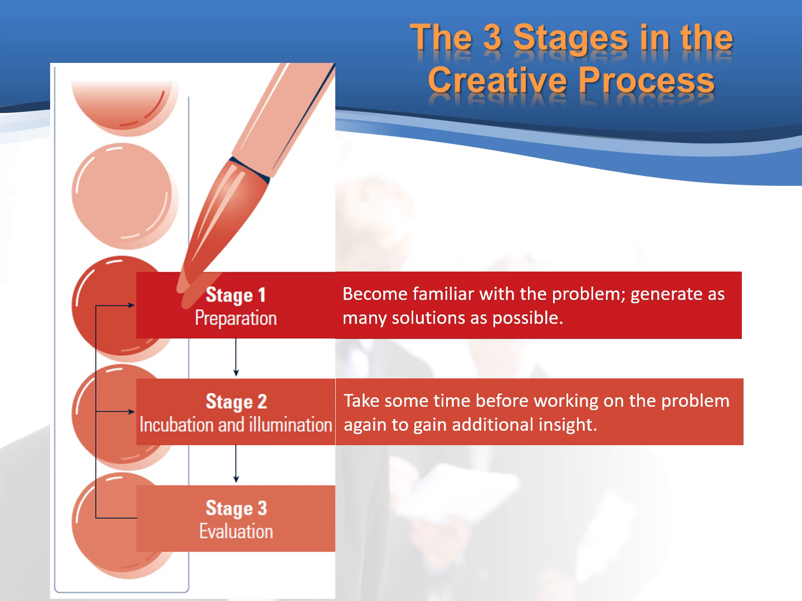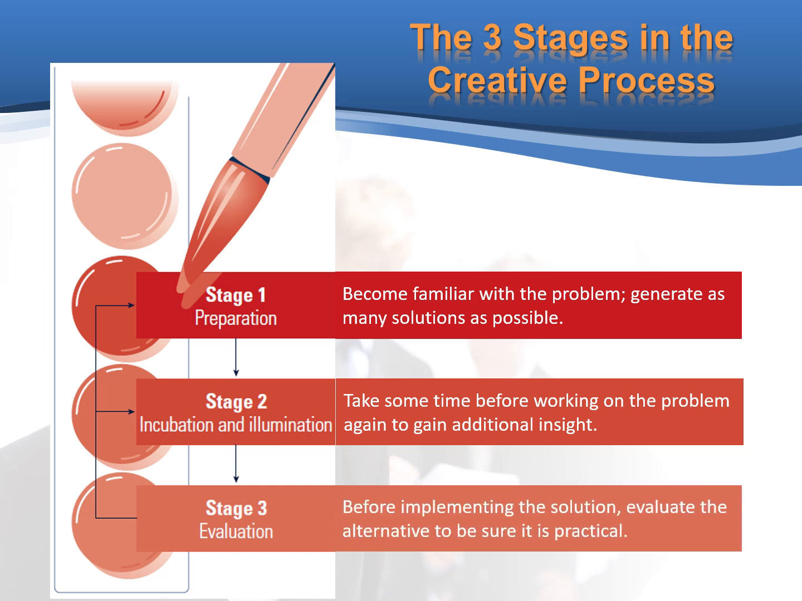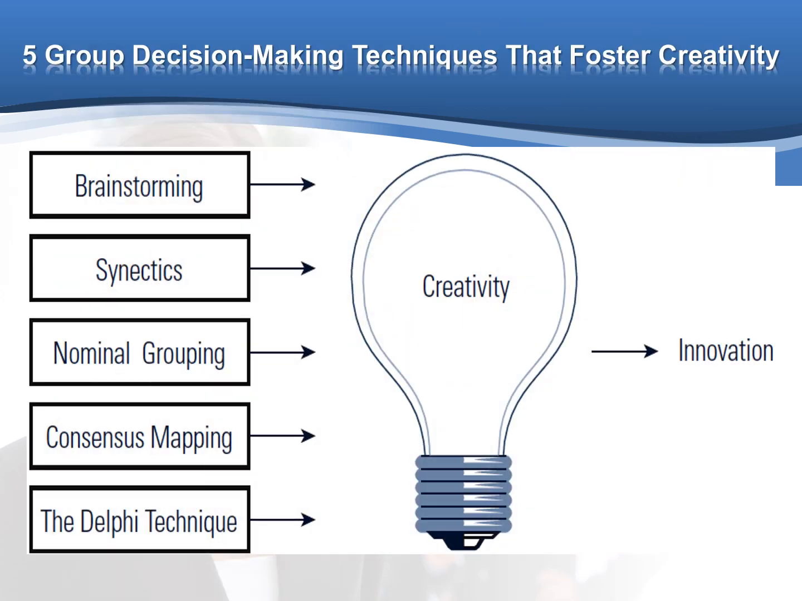Stage 2 is incubation and illumination. Take some time before working on the problem again to gain additional insight. Stage 3. Before implementing the solution, evaluate the alternative to make sure that it's practical. There are 5 group decision-making techniques that help foster creativity: brainstorming, synectics, nominal grouping, consensus mapping, and the Delphi technique. All lead to creativity and thus to innovation.